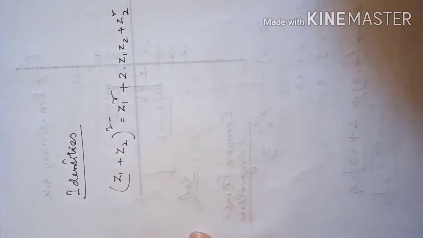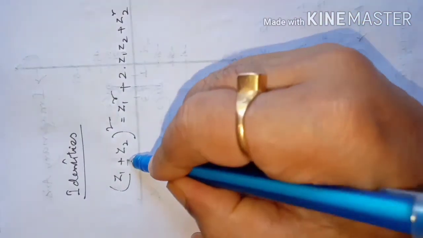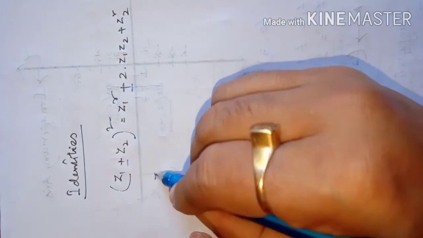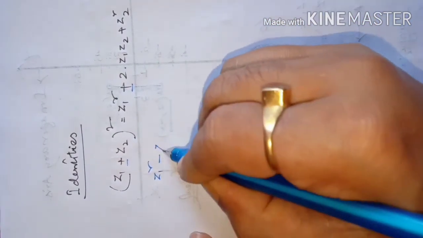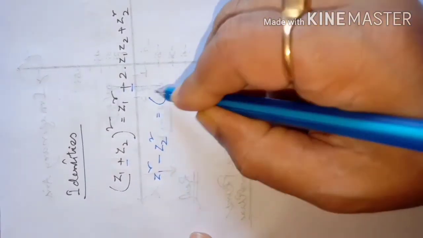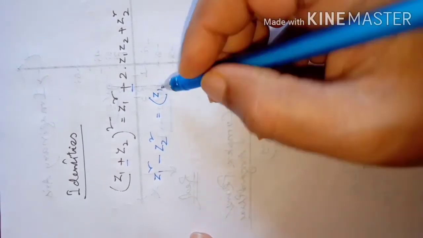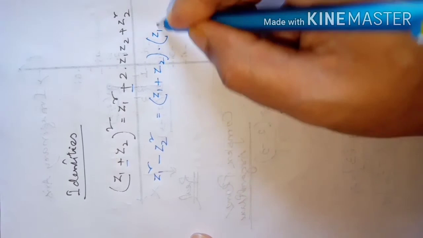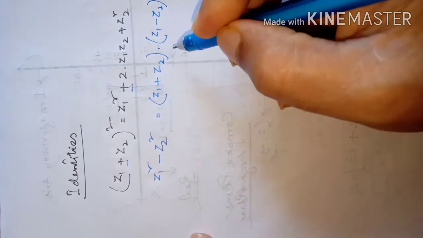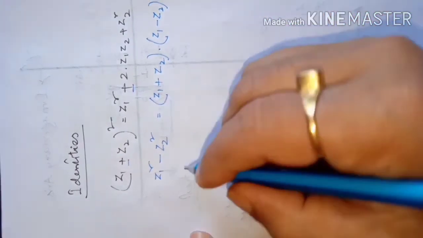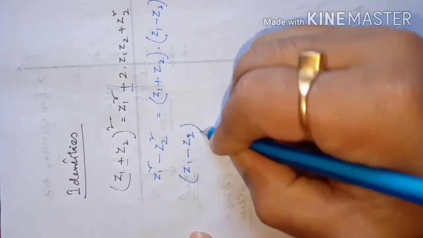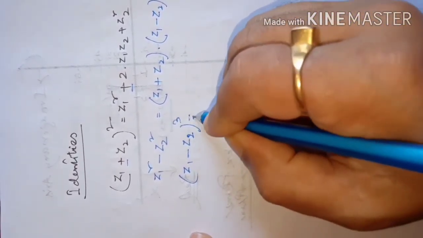So similarly, if it is minus, then it will be minus here. If we write z1 square minus z2 square, then it will be like a plus b into a minus b only, that is, z1 plus z2 multiplied by z1 minus z2. Then if we have z1 minus z2 the whole cube, one identity.